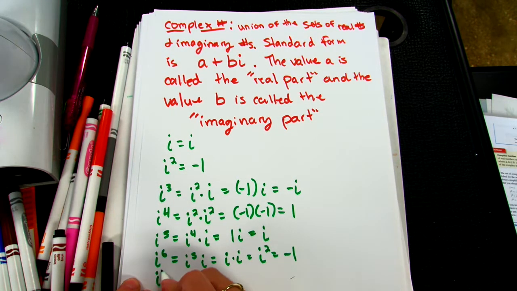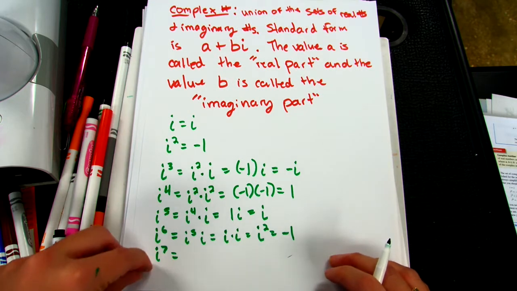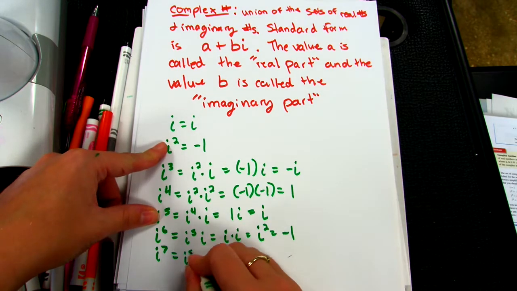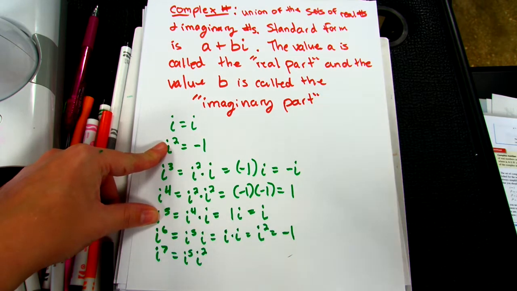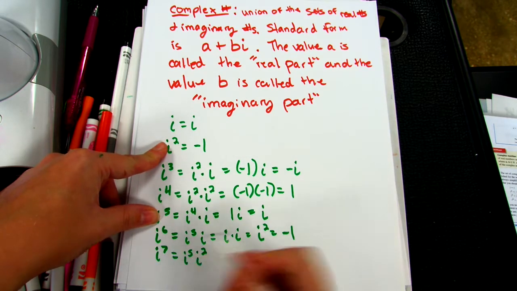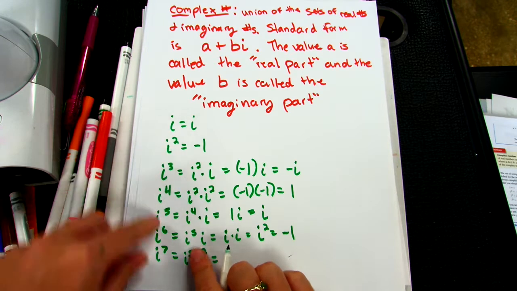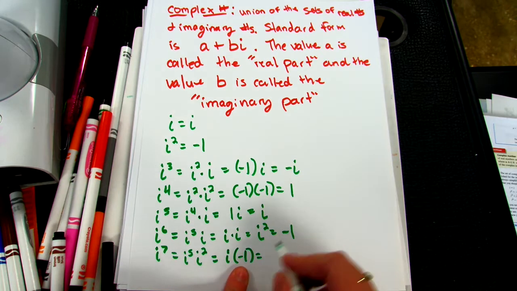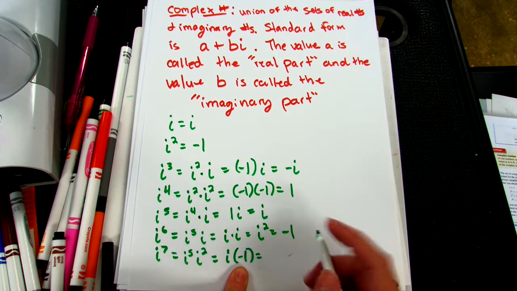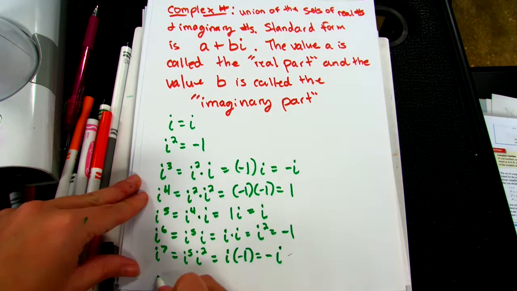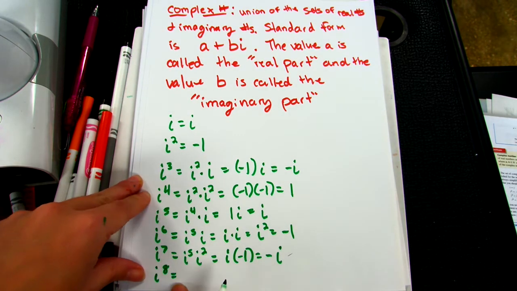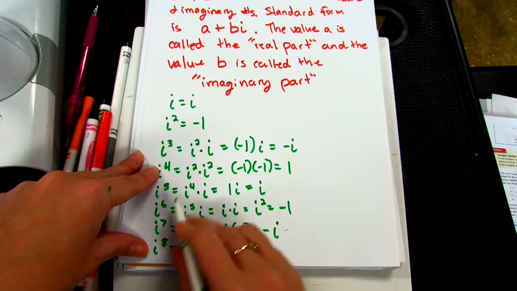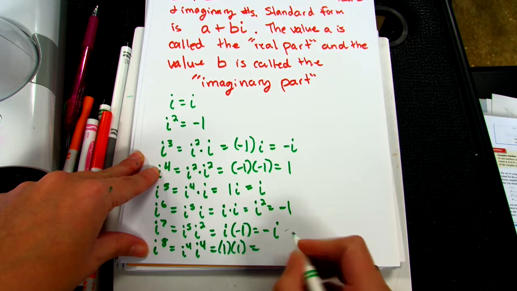Okay, let's do I to the 7th. So I to the 7th, let's go ahead and do I to the 5th and I to the 2nd. Again, you can choose anything you want as long as it adds up to 7. So I to the 5th is I, and I to the 2nd is negative 1. So I times negative 1 becomes negative I. All right, let's do I to the 8th. So I to the 8th, we can do I to the 4th times I to the 4th. Okay, and I to the 4th is 1, so 1 times 1, which is 1.